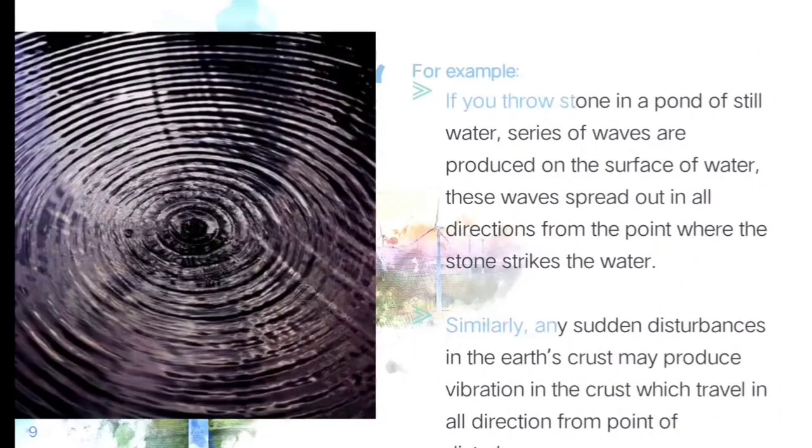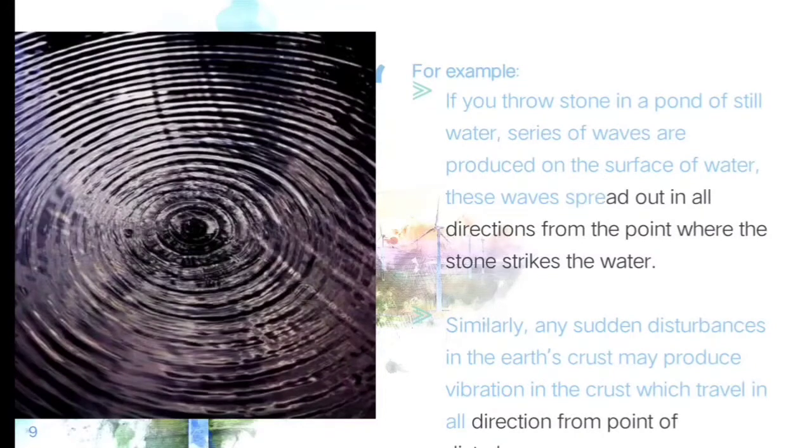For example, if you throw a stone in stagnant water, waves would be spreading out in all directions from the central point where the stone strikes the water. We know that very clearly. Similarly, sudden disturbances in the Earth's crust may produce vibration in the crust which travel in all directions from the point of disturbances.